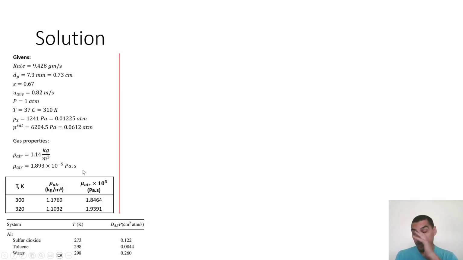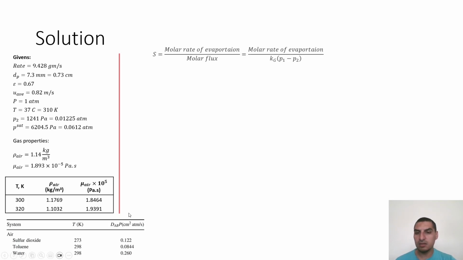And keep in mind that these are the properties of air, not water, because this is the mass transfer coefficient in air, because we said that the resistance is only in the gas phase. We will need the diffusion coefficient, and that's why I put this table. I'll come to it later, but the equation that we will use is that the area is the molar rate of evaporation divided by the molar flux, or the evaporation flux.